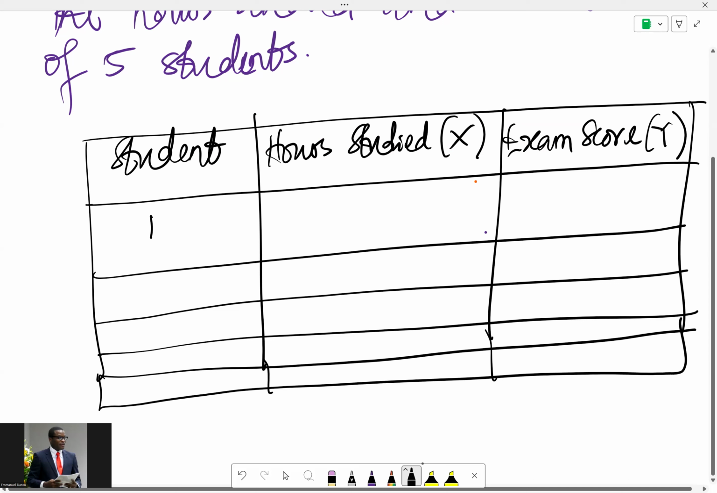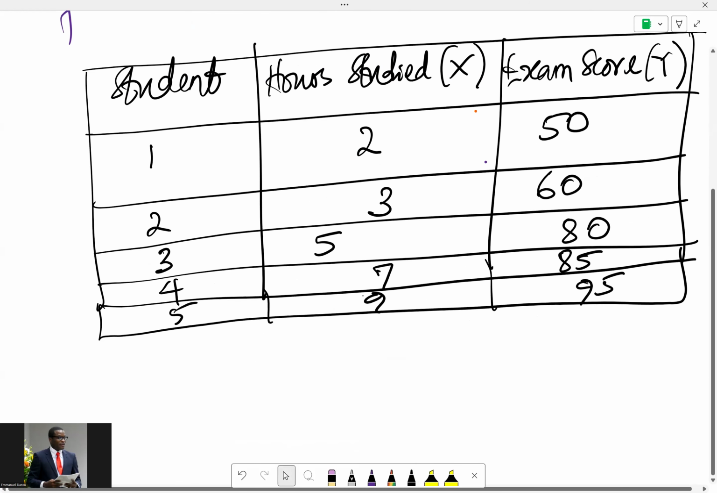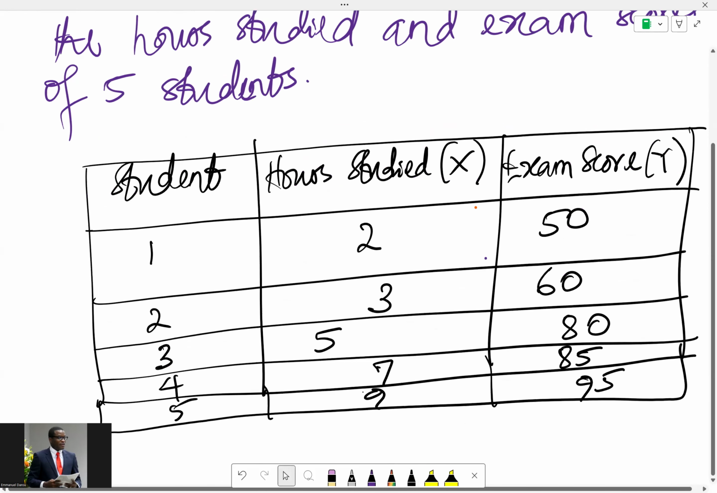The first student studies for 2 hours and the score was 50, which you can take as 50 over 100. The second student studies for 3 hours and gets 60. The third student studies for 5 hours and gets 80%, while the fourth student studies for 7 hours and gets 85%. And the fifth student studies for 9 hours and the score is 95%. So this is what we have. The idea is to calculate the covariance and the correlation for this given data.